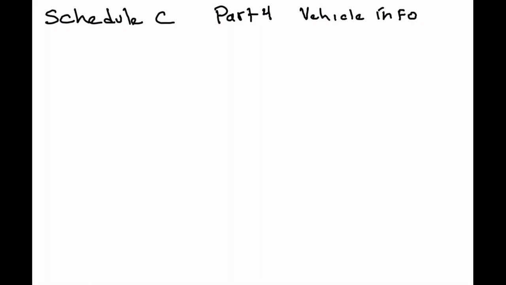So we're going to talk about Schedule C. Part 4, we talk about vehicle information, right? And I want you to pay attention to this part because it's very important. You're going to help your customer obtain a deduction, not a credit, but a deduction. And for those reasons, you want to make sure that you know how to do it right.